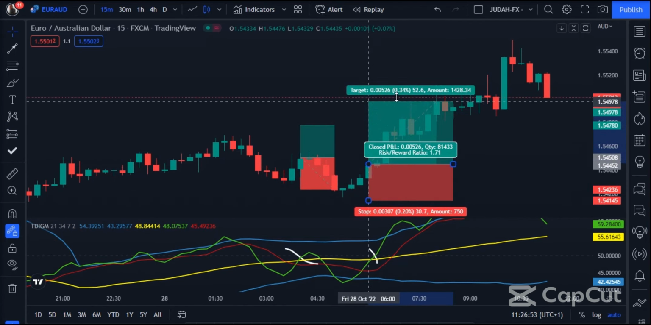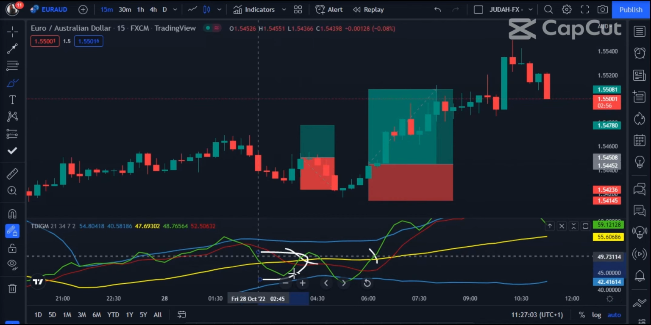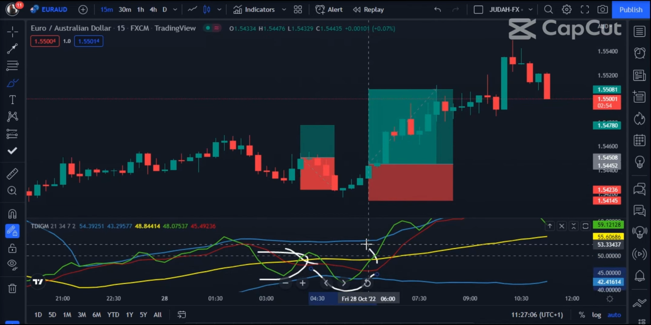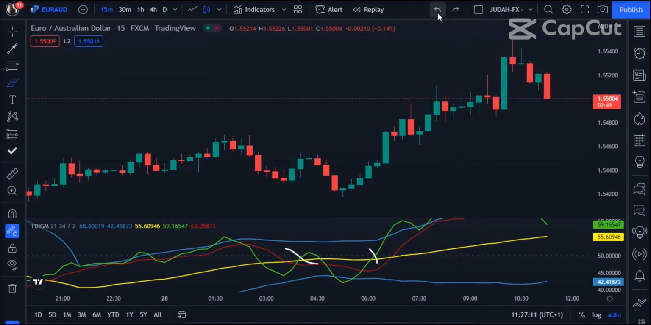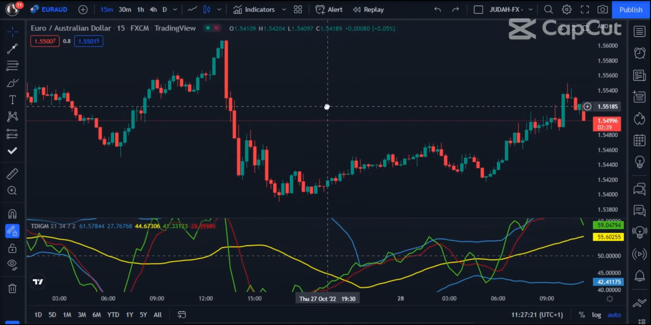You can see this one worked, which was also a combination of the shark fin and the baseline cross, which is more powerful. This one didn't have a shark fin, but this one had the shark fin and the baseline cross, and that worked out well. When you're taking these trades, for the baseline cross you don't really need the shark fin, but it's more powerful if you have the two on it. So let me look for another example.